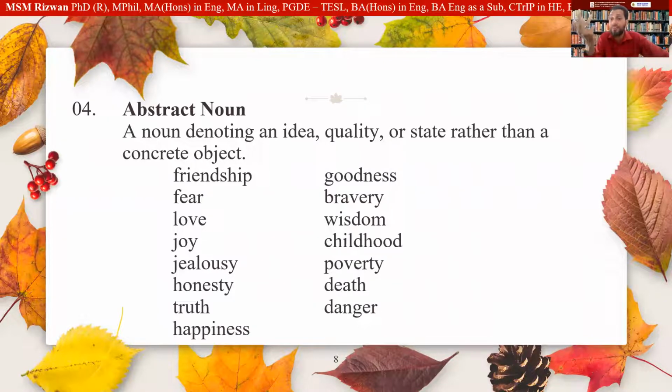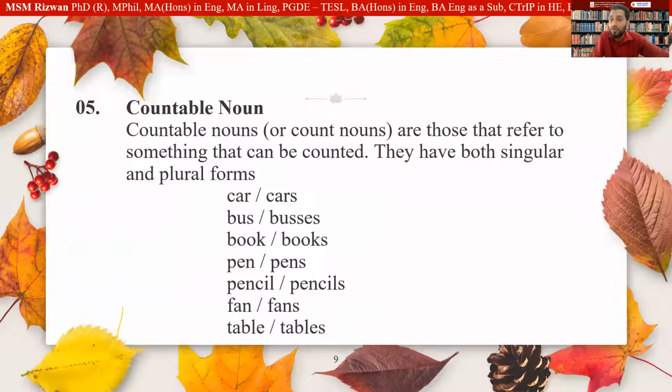Now you can see friendship. Now you could see it cannot be concrete object. It is abstract, right? So friendship, goodness, fear, bravery, love, wisdom, joy, childhood, jealousy, poverty, honesty, death, truth, danger, happiness. So these are some examples given to you all in order to explain about the abstract noun. Right now, let us move on to the countable nouns, or else we can call it as count nouns.